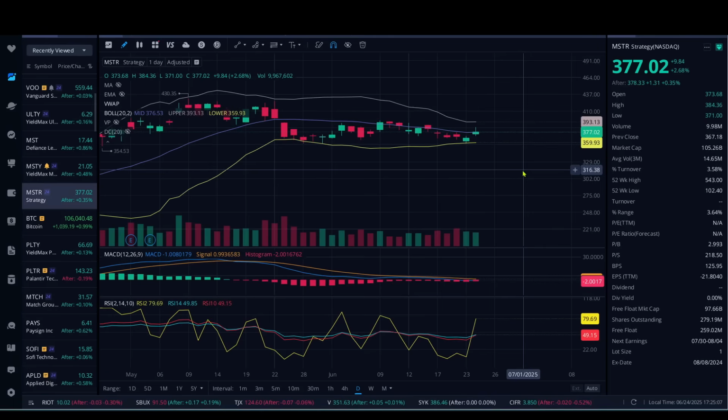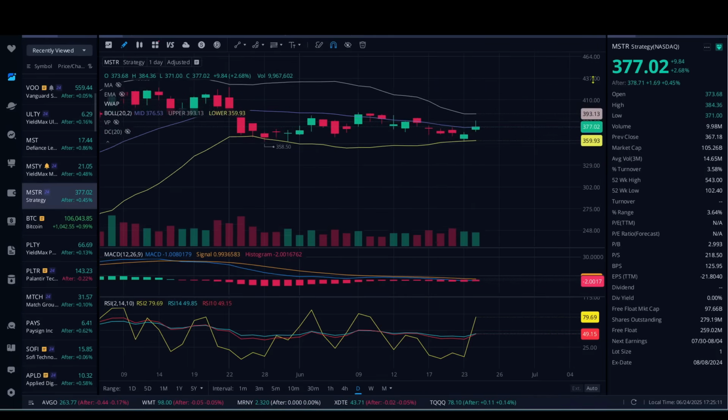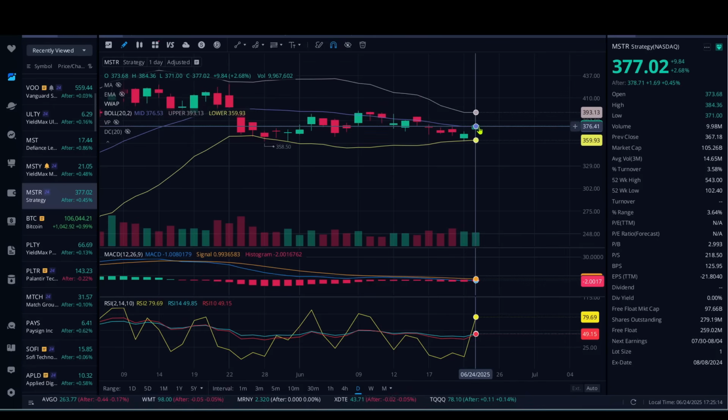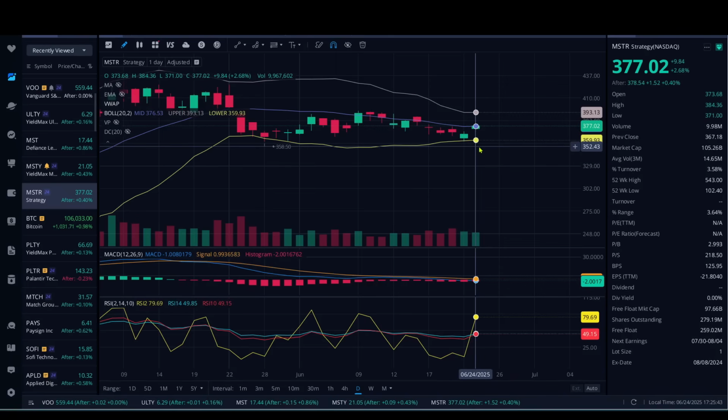All right, here we are on Mr. You can see that green candle there. It is sitting right in the middle of that Bollinger Band. So it had a nice little pop from yesterday. And yesterday is when I did purchase those 2 shares at $360. So that seems to have worked out well for me on that move, as it did close yesterday at $367.18 before opening at $373.68. And then it closed for the day at $377.02.